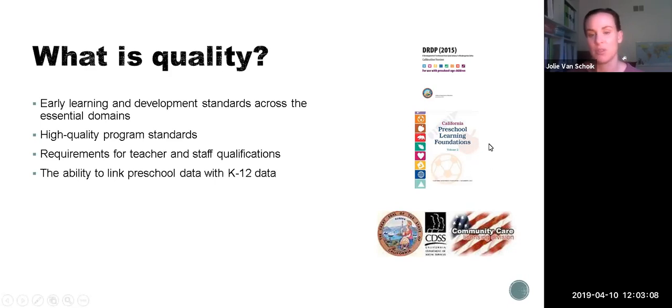We also need to have high quality program standards. That's typically where something like the preschool learning foundations might come into place. Not everybody uses those, but something that's a standard that we want all programs to meet is really important.